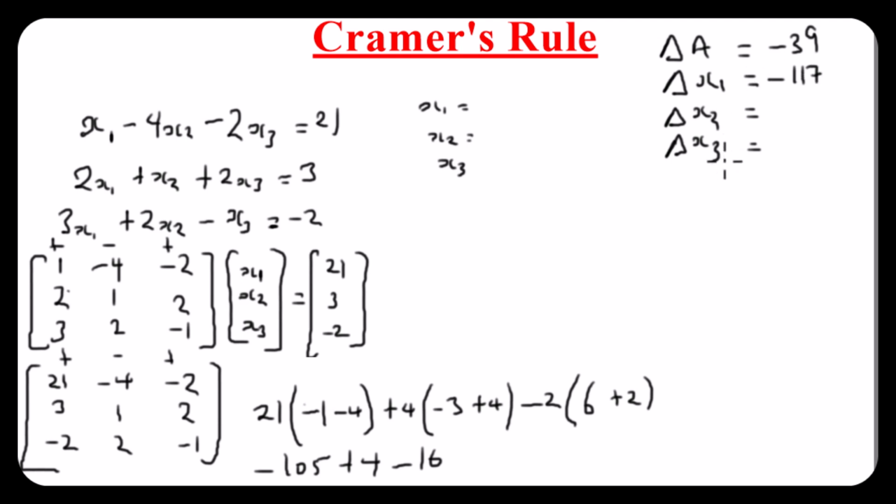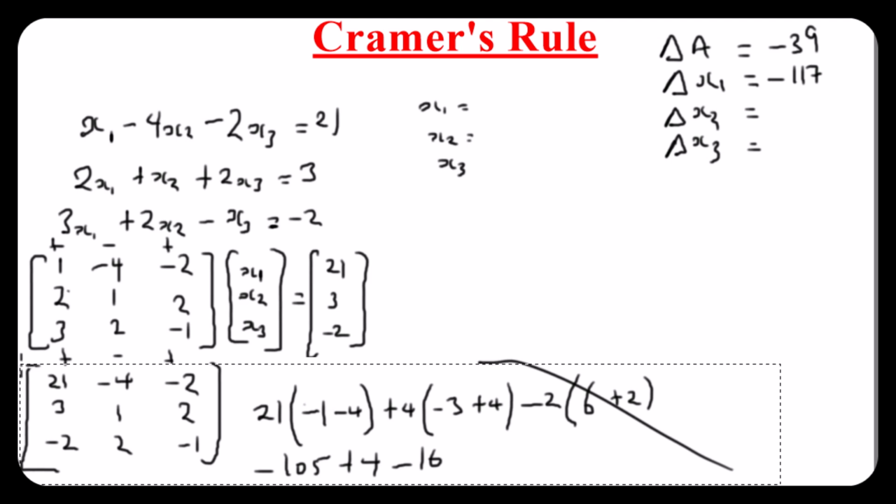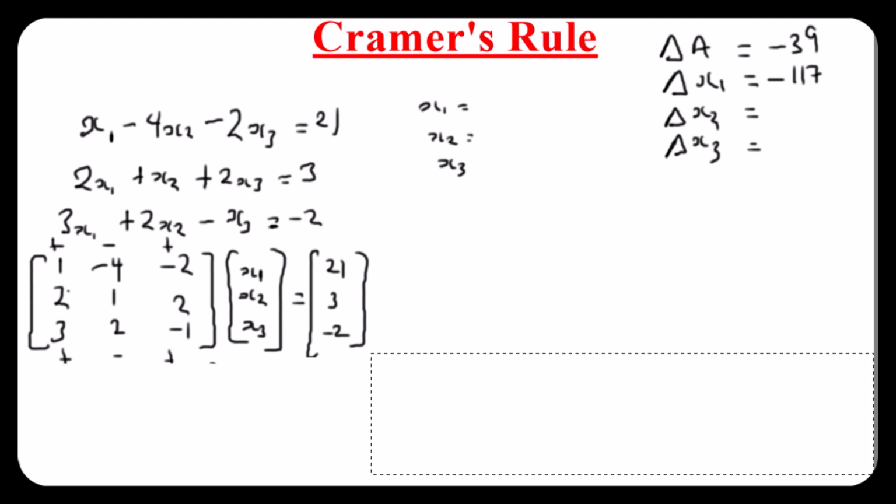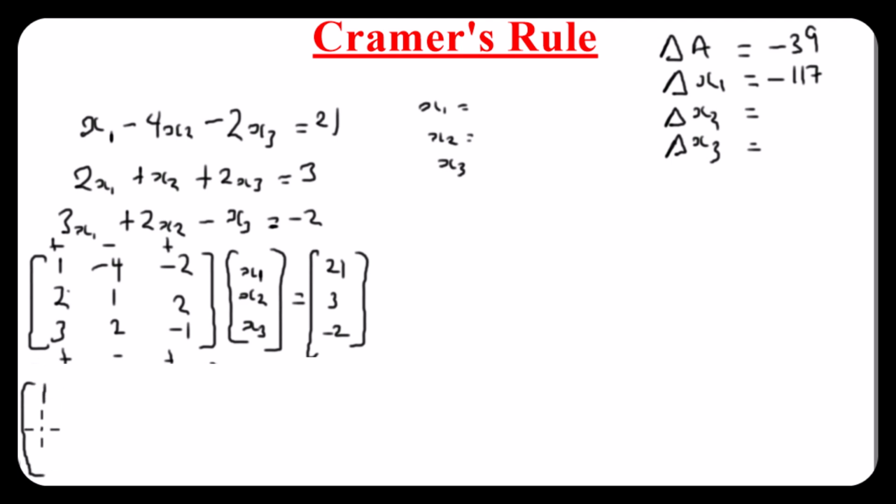Okay, so we're done with the second part. So let's move on to the third part now. So let's clear this area so we can have space to work in. So we want to replace the x2 column now. So write the x1 column as it is, 1, 2, 3. But the x2 column, instead of writing minus 4, 1, and 2, write it as 21, 3, and negative 2. Then write the last column as it is, minus 2, 2, and negative 1.